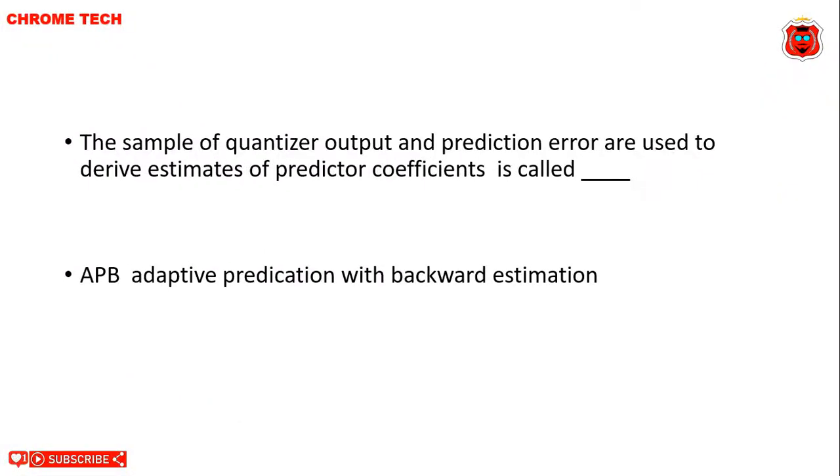The sample of quantizer output and prediction error are used to derive estimates of predictor coefficient is called dash. APB. Adaptive prediction with backward estimation. APB is the correct answer. Adaptive prediction with backward estimation is the correct answer. Next question.